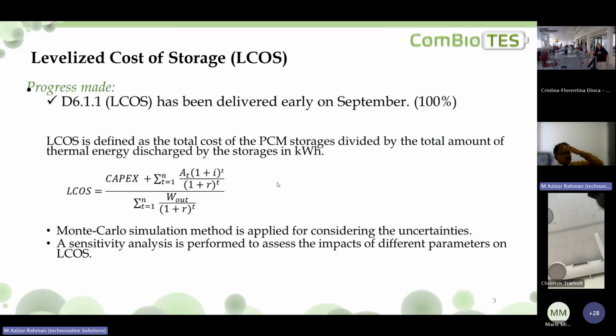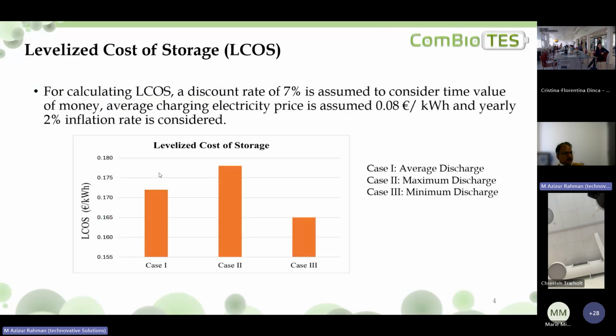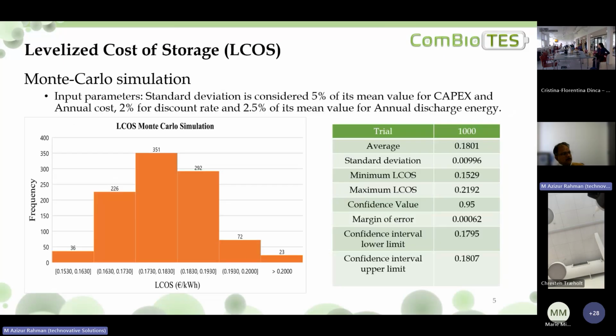So for the levelized cost of storage, we use this formula. This is used to calculate the cost and compare the price. So we ran the levelized cost of storage, and then we calculated the average, maximum and minimum for these three scenarios, and the calculated value is in between 0.175 to 0.180. So we also ran some Monte Carlo simulations to understand the uncertainty and to check the variability in prices. As you see, the Gaussian distributions are between 0.17 and 0.18 euro per kilowatt hour.